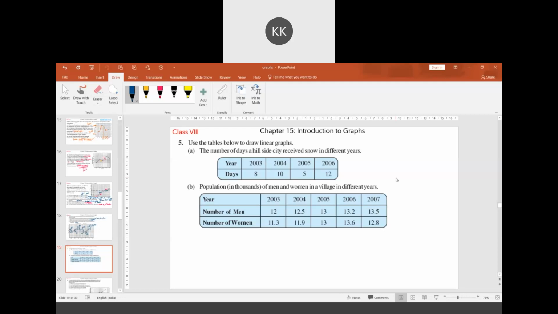The number of days a hillside city received snowfall in different years. So, you will mention the years on the x-axis and the days on the y-axis. But the second sub-question is related to a double line graph, for men and women. You can consider a dotted line for men and a complete line for women, and you can try this.